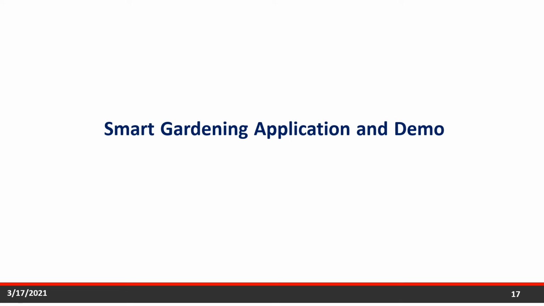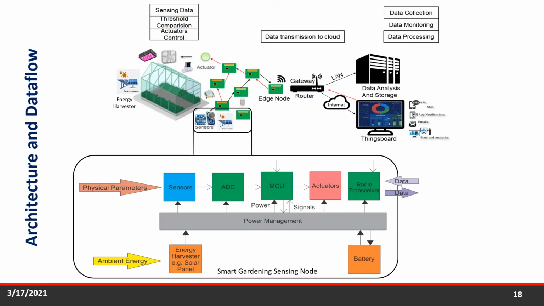Now let's talk about the smart gardening application, which is one of the use cases of the Carleton-Cisco IoT testbed. First, system architecture and data flow. Now as you can see in the top left corner, there are sensors, energy harvesters, microcontrollers and actuators which help the system generate sensing data, do threshold comparison and actuator control.